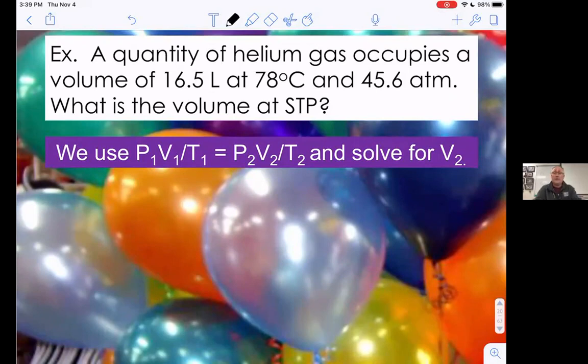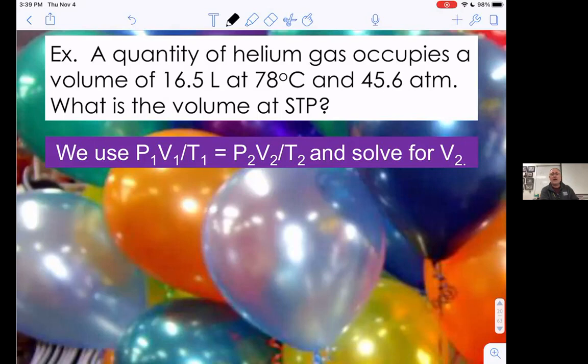A quantity of helium gas occupies a volume of 16.5 liters at 75 degrees C and 45.6 atmospheres. What is the volume at STP? You would just have to know what your STP values are and plug them in as your second pressure and temperature. So 0 degrees C, add 273, would be 273, and your pressure would be 1 atmosphere, and you would just solve for that final volume. Another way to do this is to use PV equals nRT, solve for the number of moles, and then multiply by 22.4. Either one would work. You might get a slightly different answer, but it would be okay.